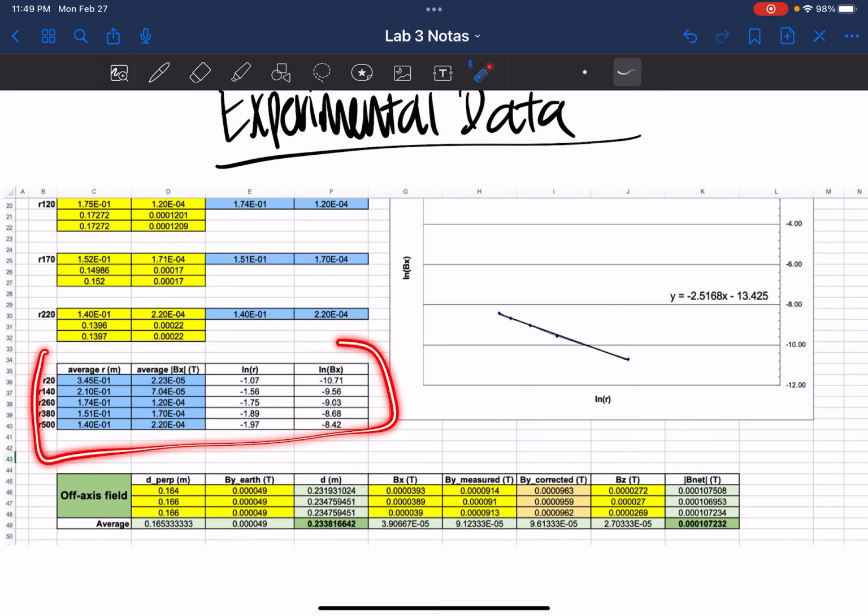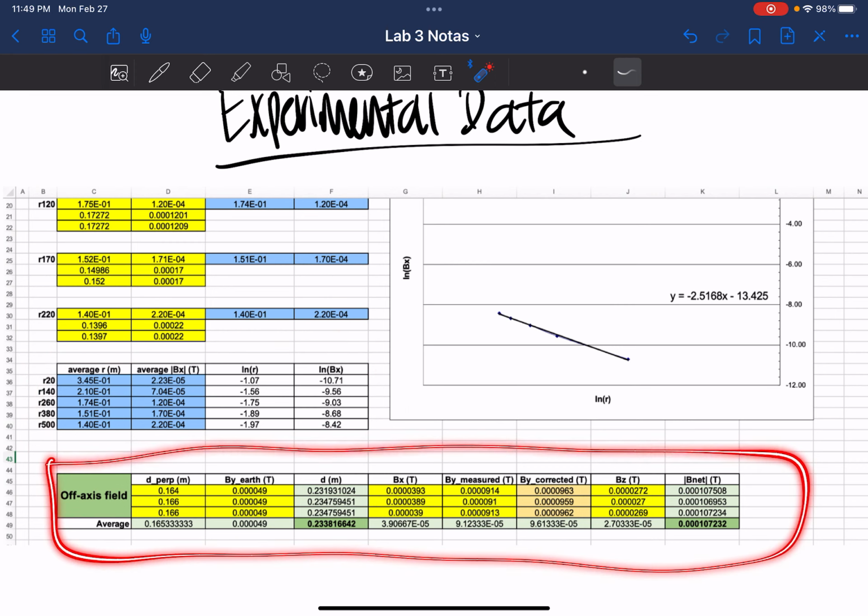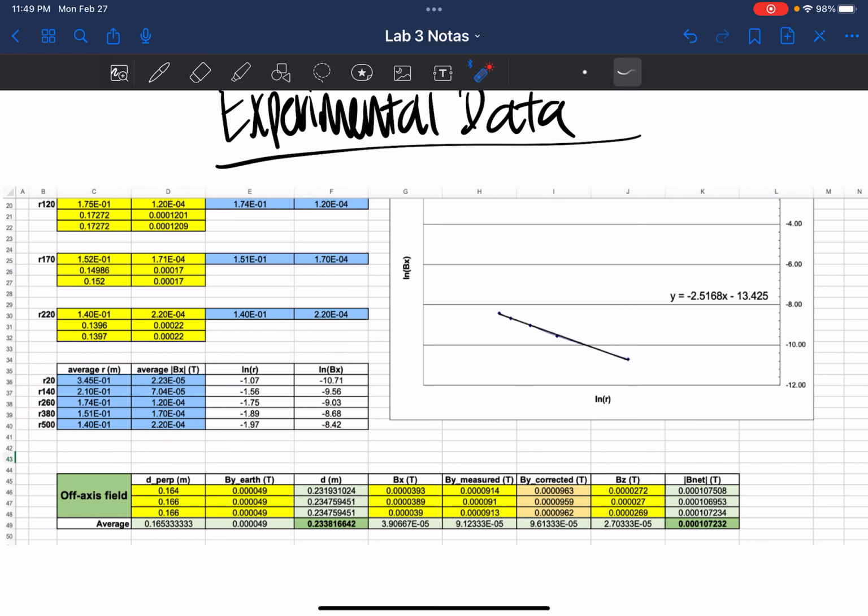So this is the on-axis data, this is the off-axis data, and the on-axis data was plotted on this chart right here, and it gave us this formula.